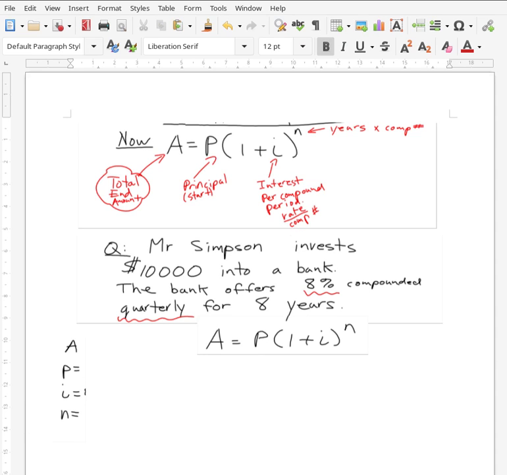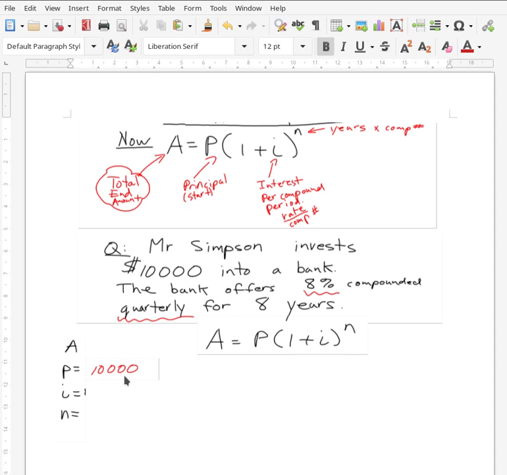The first thing you have to realize is that our A value we don't know. Our A value is the amount of money that we have at the end of our compounding. The starting amount is $10,000, so P is equal to $10,000.